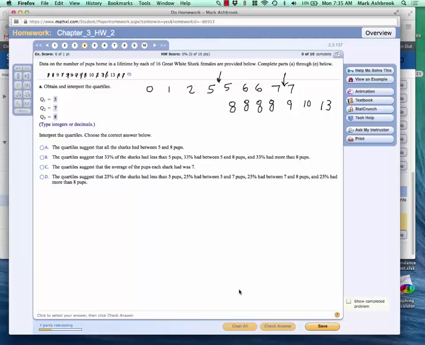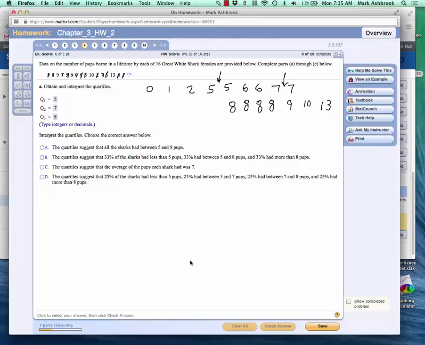All right, interpret the quartiles. The quartiles suggest that all the sharks had between 5 and 8 pups. No, right? That's just the interquartile range, between 5 and 8 pups. The quartile suggests that 33% of the sharks had less than 5 pups. 33%. Now we know that these quartiles break it up into 25, right? Not 33%, but quarters, right? So it's not 33%.